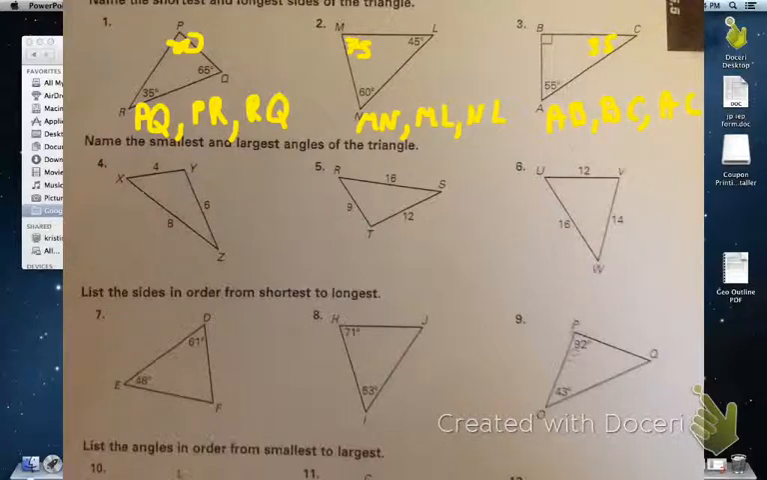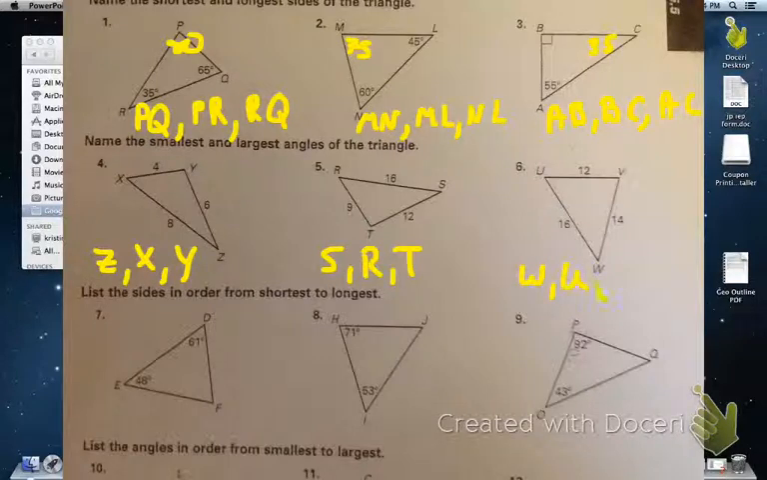Now for problems 4 through 6, you had the sides given to you, and you needed to switch over to the angles. So the smallest angle is Z, followed by X, followed by Y. For number 5, the smallest angle is S, then there's R, and the largest is T. For number 6, the smallest is W, followed by U, and the last one is V, at the largest because it's opposite the largest side.